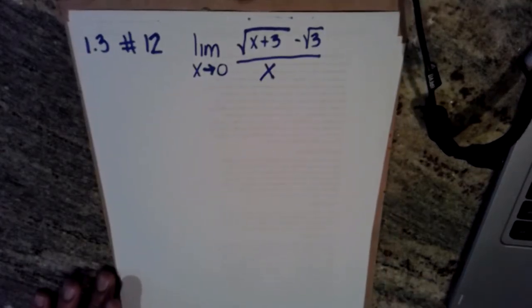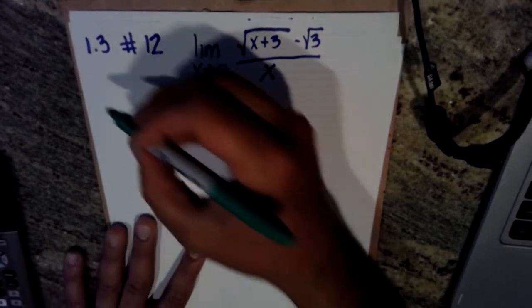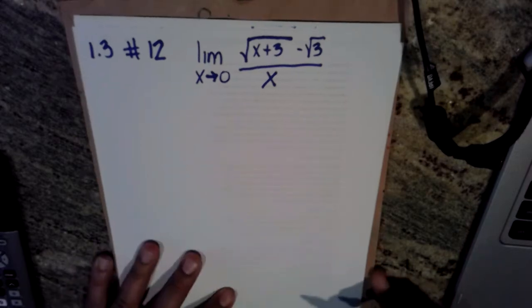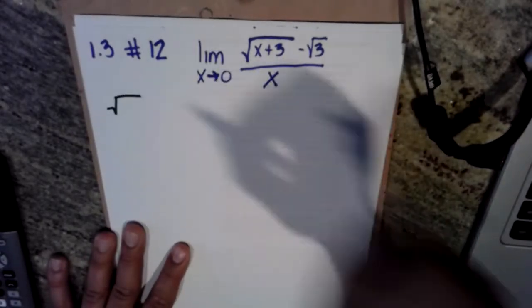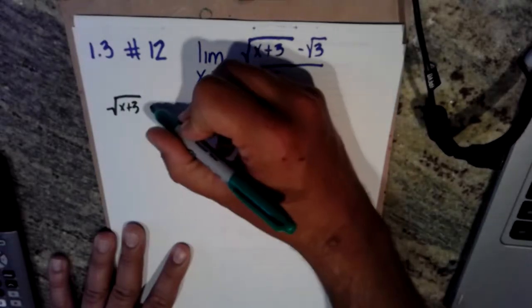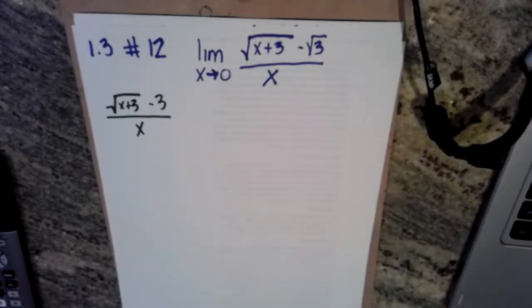Okay, and so let me start by just rewriting the problem over here. I'm going to ignore the limit until we can get this in a fashion where we can plug in our x. So for right now, I'm just looking at radical x plus 3 minus radical 3 over x. I've simply rewritten the function.